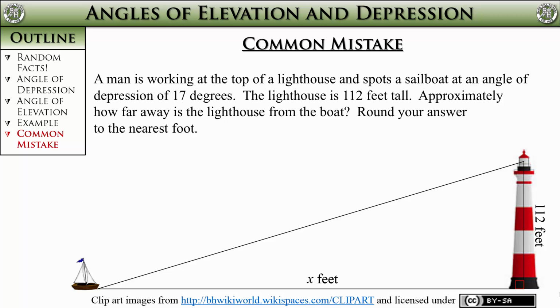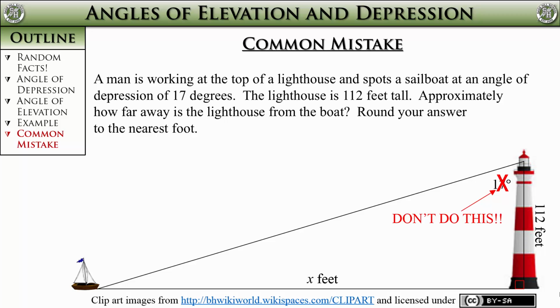They know the guy is at the top of the lighthouse and depression is down, so they put in 17 degrees here. That's down. That seems like a good spot for it. But don't do this. It is wrong. Students constantly put the angle of depression there. The angle of elevation and angle of depression both start from horizontal.